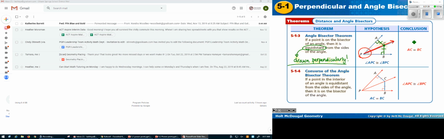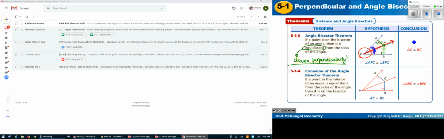So the distance from C to the sides of the angle, they have to draw those distances so that they're forming right angles. If they're drawn so they're forming right angles, this theorem says that those distances will be the same. And again, it could be any point on that line. I could pick another point that's on that ray that's my angle bisector, and the distance from it to the sides of the angle will be the same. But again, that distance has to be drawn perpendicularly.